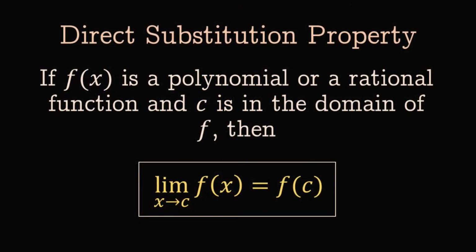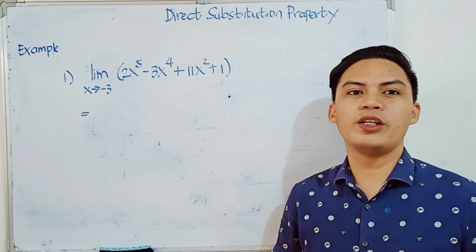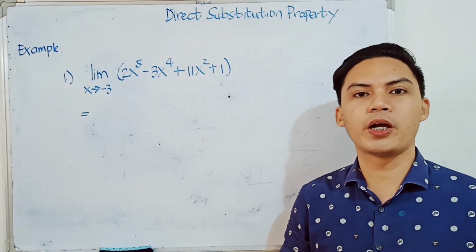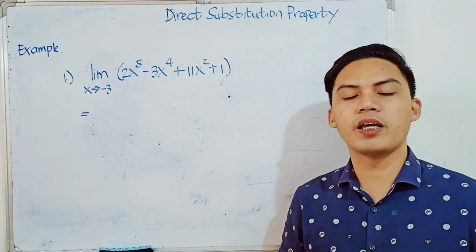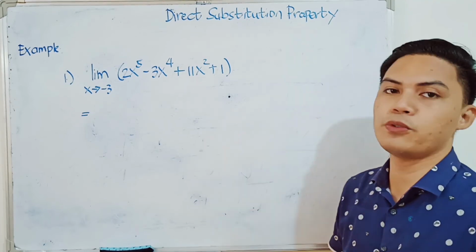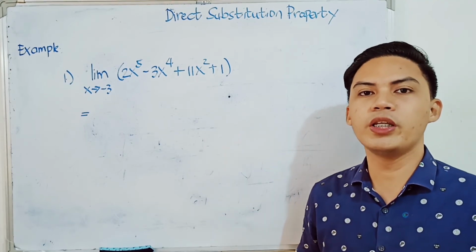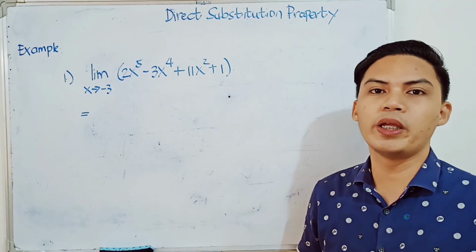And for our last theorem, we have the direct substitution property. If f of x is a polynomial or a rational function, and c is the domain of f, then the limit of f of x as x approaches to c is equal to f of c. So yung lahat ng theorems from theorem number 1 and theorem number 11 can be summed up using the direct substitution property. So all we need to do is to substitute yung domain natin sa C.